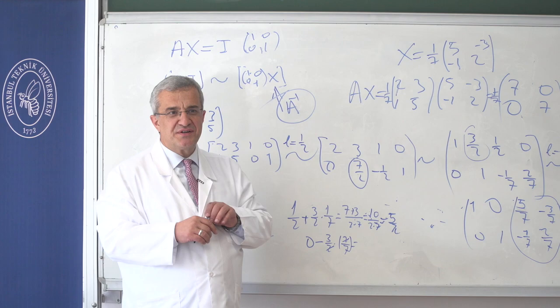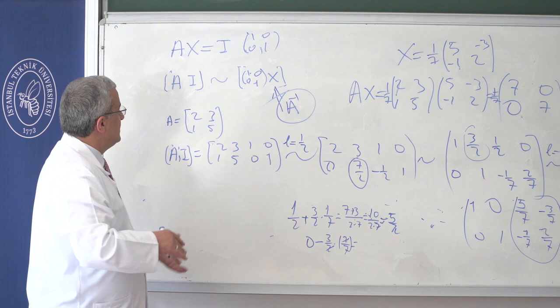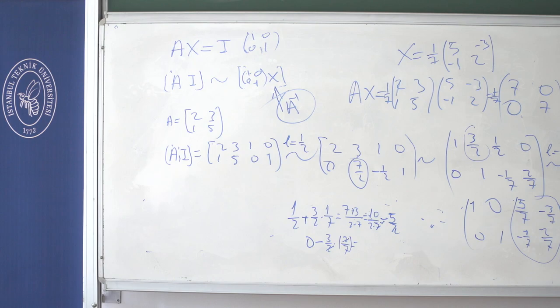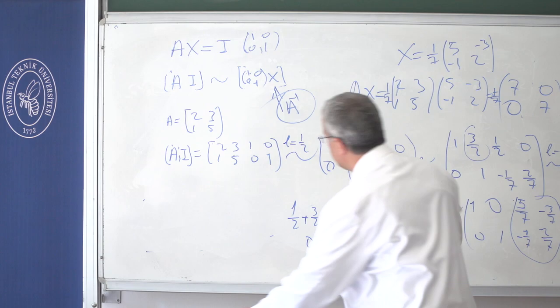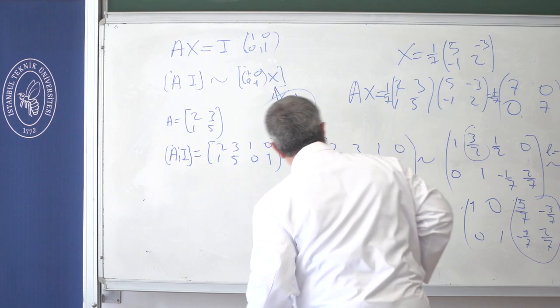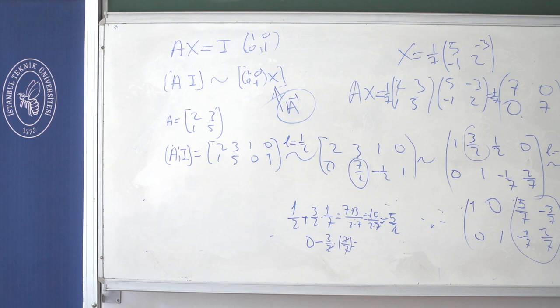OK. Now, while this is here, I want to do something else. OK? Now, this. AX, AI, okay? This is 2, 3, 1, 5, 1, 0, 0, 1, okay?